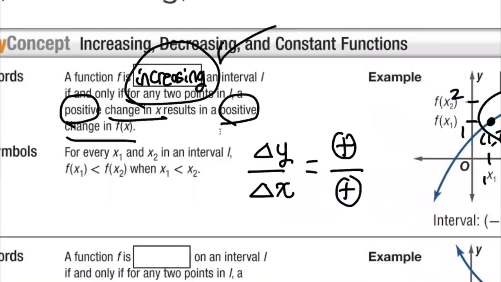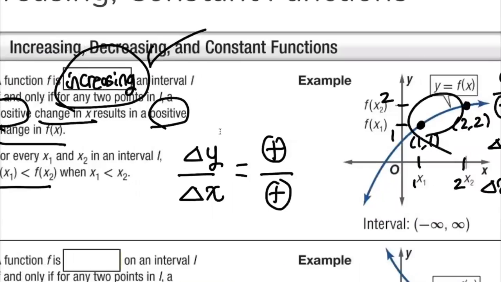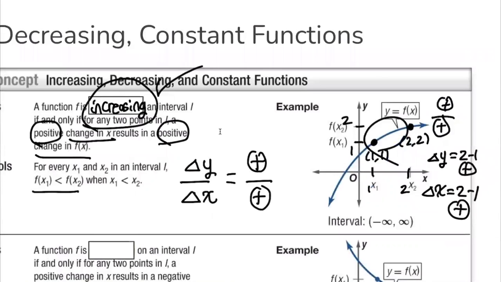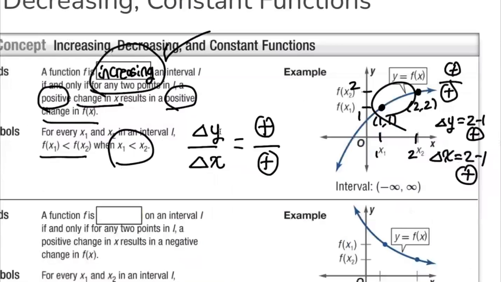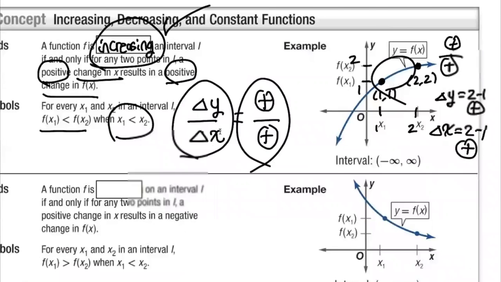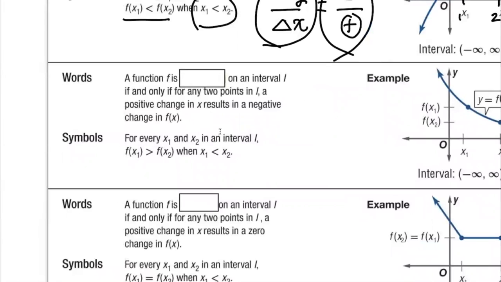Another way of thinking is if f of x2, which is the second point, is greater than f of x1 when x2 is greater than x1, then it's increasing, okay? But just think that if change in y over change in x is plus over plus, then it's increasing. What's the opposite now? We're going to find when it's decreasing. Definition: a function f is decreasing on an interval I if and only if for any 2 points in I, a positive change in x results in a negative change in y.